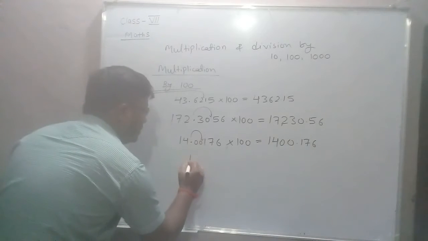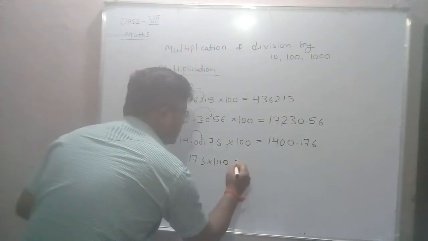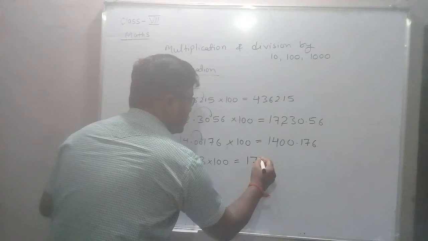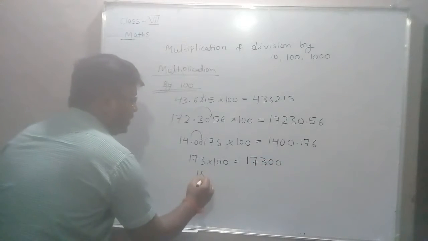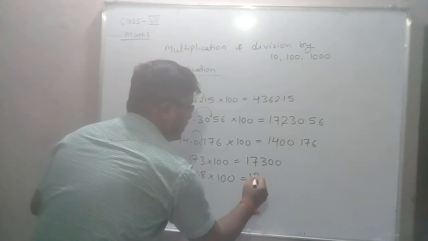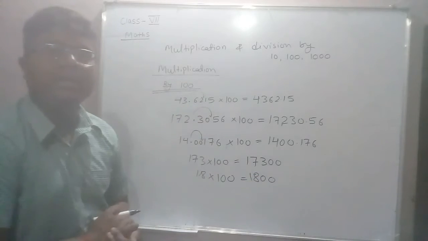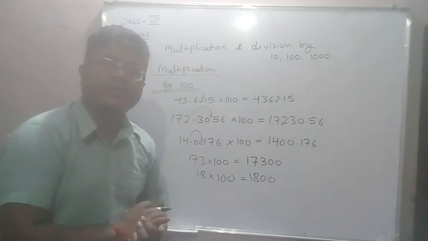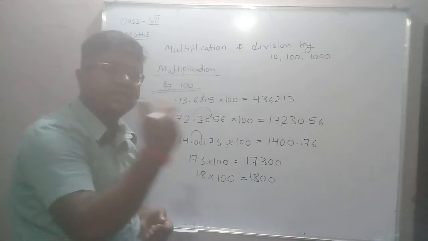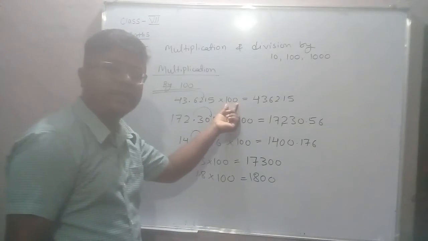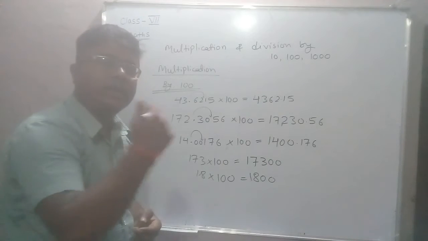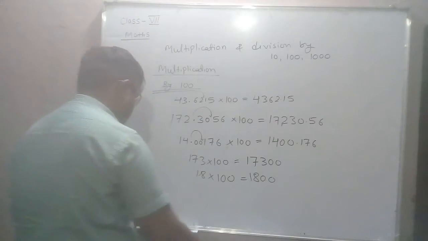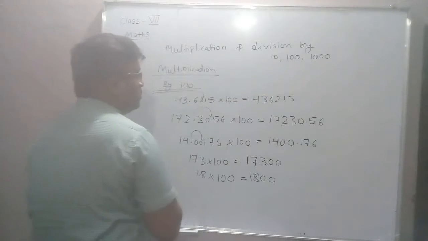And suppose there is no decimal. 73 into 100: the decimal is at the end, we understand that. After two places, you write 7300. Suppose 18 into 100, how much will you get? 1800. So in case of decimal, while multiplying with 100, you have to shift the decimal point towards right, two places.